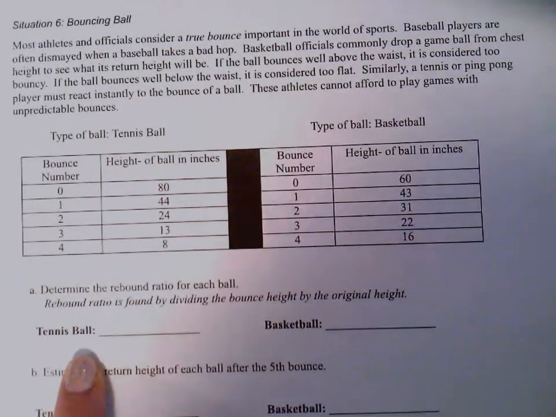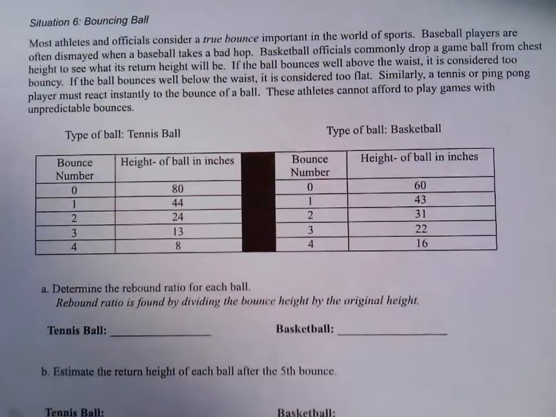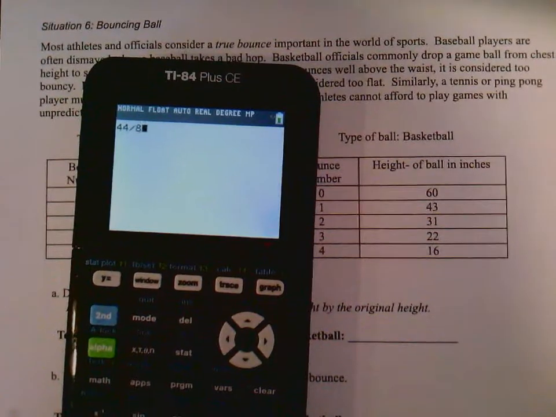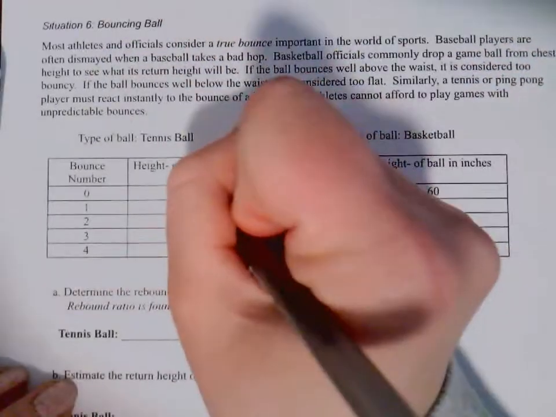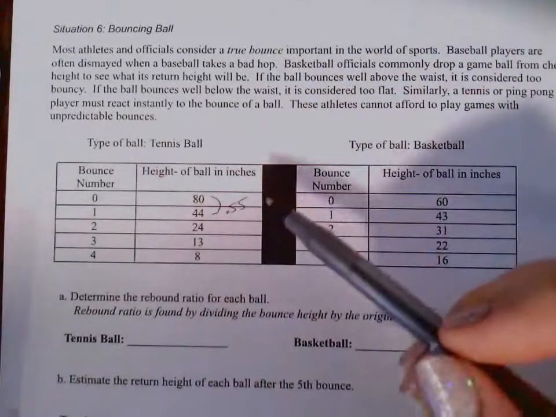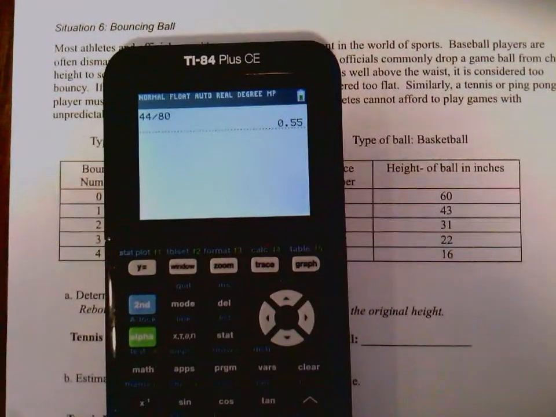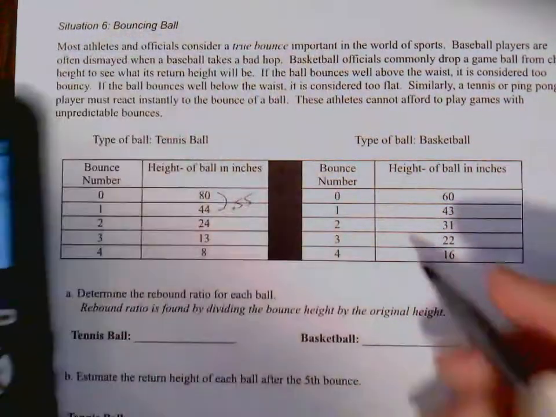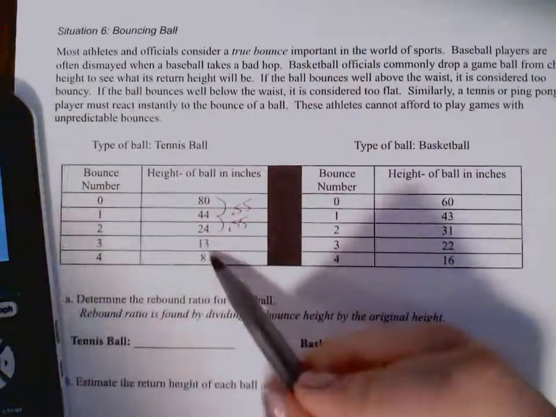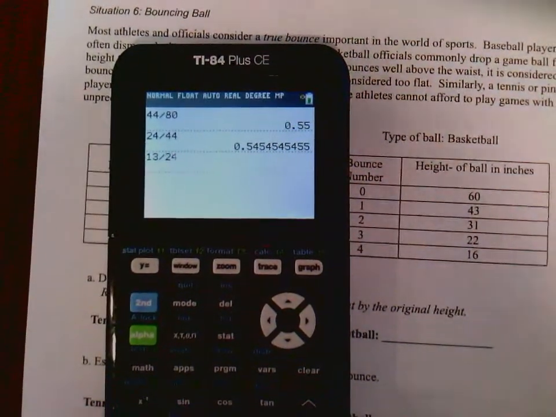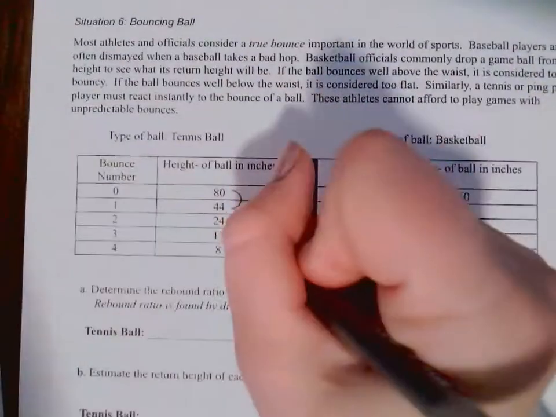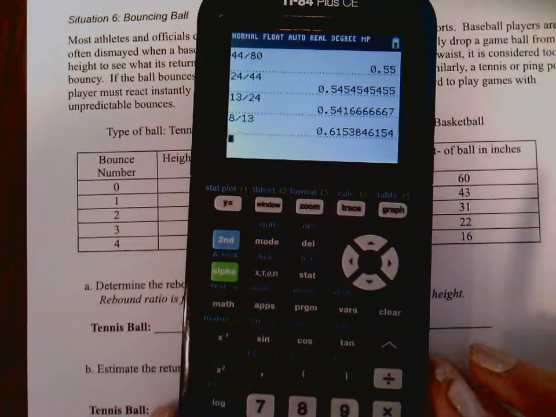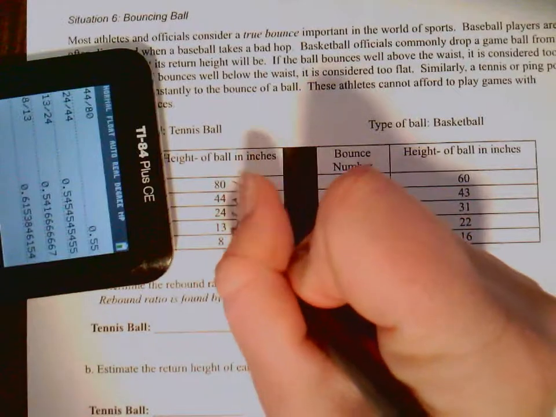So for the tennis ball, if I go through and I take 44 and divide by 80, the rebound ratio there was 0.55. Just for interest's sake, what if I do the next bounce? So what if I do 24 divided by 44? Oh, I get 0.55 again, about, rounded. What if I do 13 divided by 24? I get 0.54, it's pretty close. And then what if I do 8 divided by 13? 0.62, that one was a little bit off.